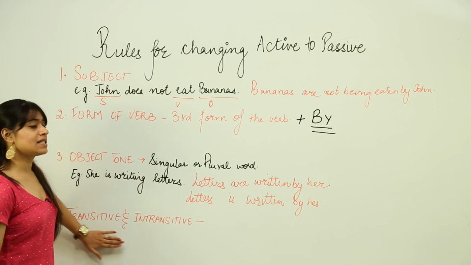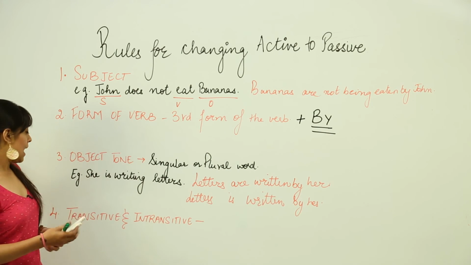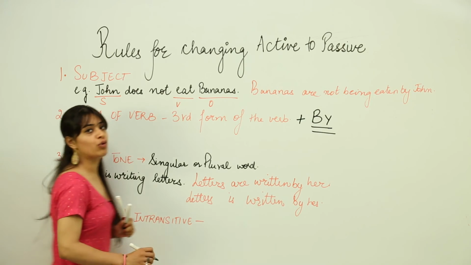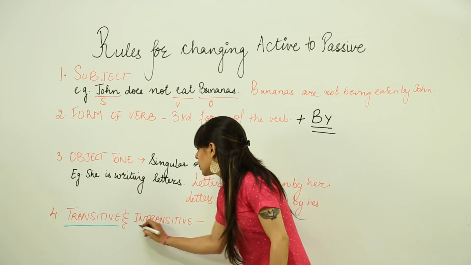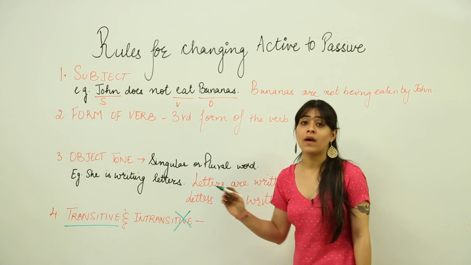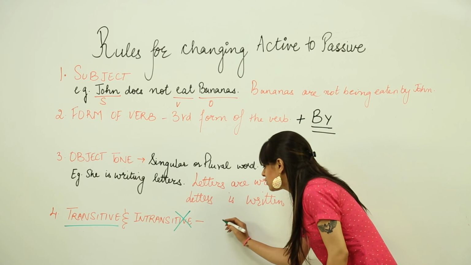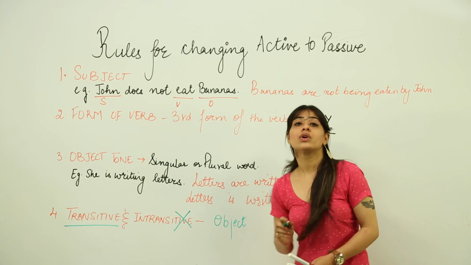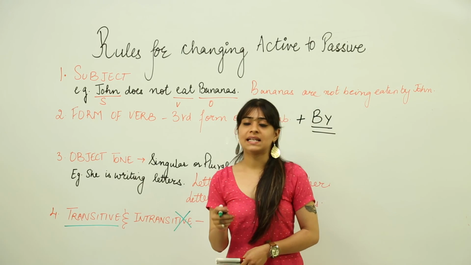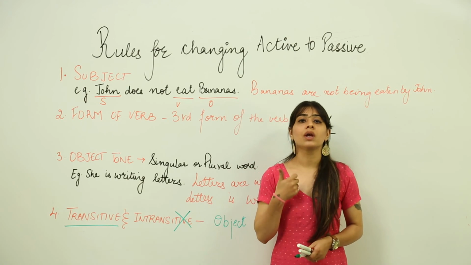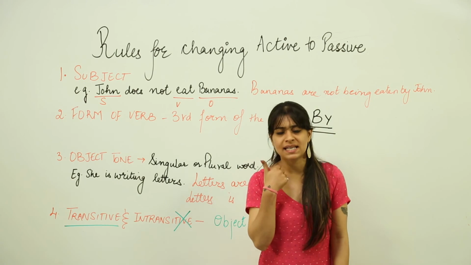Moving on to the transitive and intransitive sentences. In transitive sentences, we change the voice. In intransitive sentences, we cannot change the voice from active to passive, because in intransitive sentences, we do not have an object. And to convert the sentence from active to passive voice, one important thing that we require in a sentence is an object.